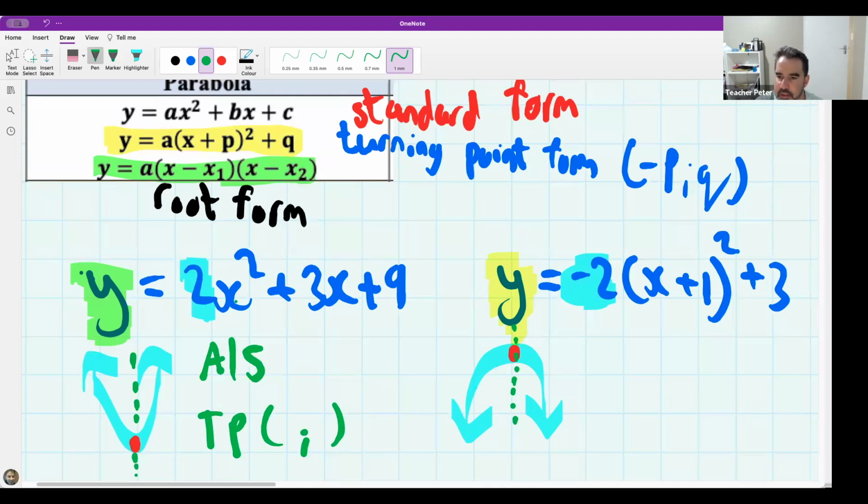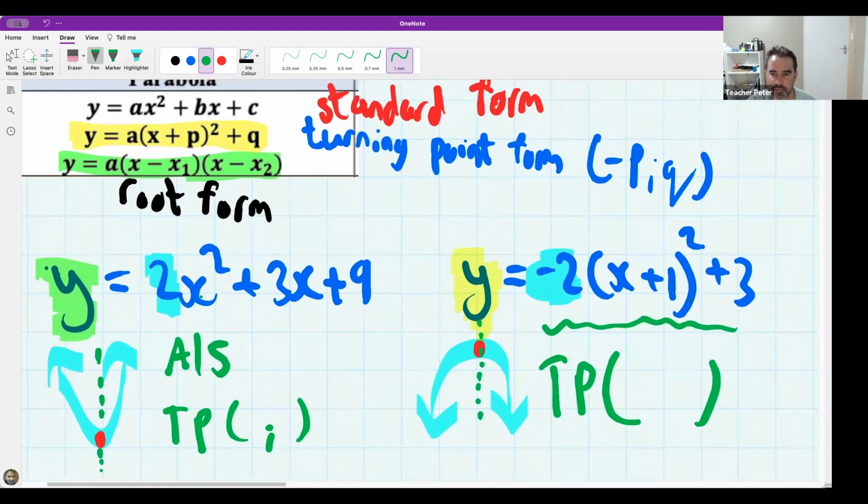All right, now, I want us to use what I said above. This is the turning point form of a parabola. I want you to write down for me the turning point of this parabola above, and I want you to use the bit of information I gave you at the beginning. So what is the turning point of this parabola over here? Pop your answer in the chat.